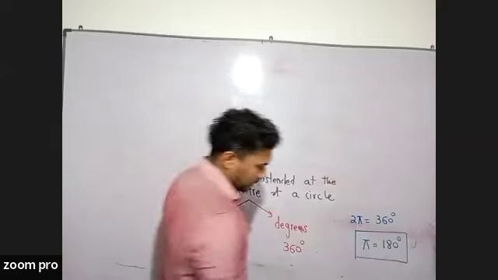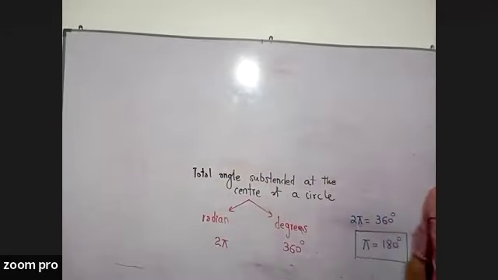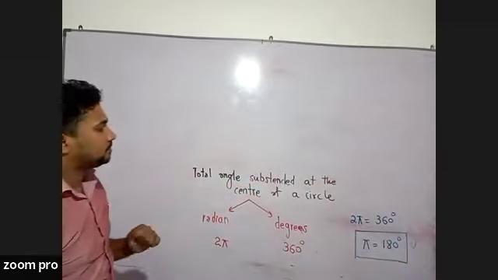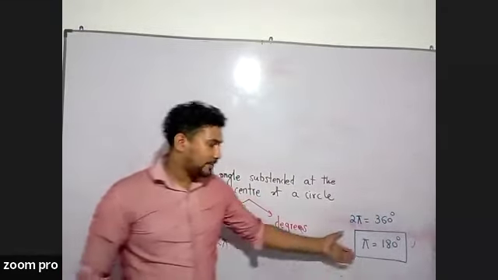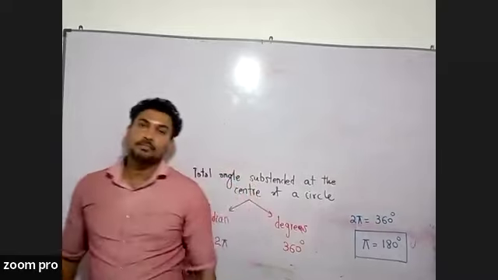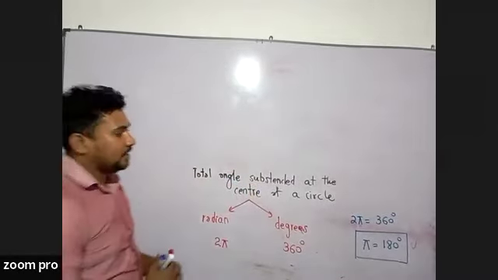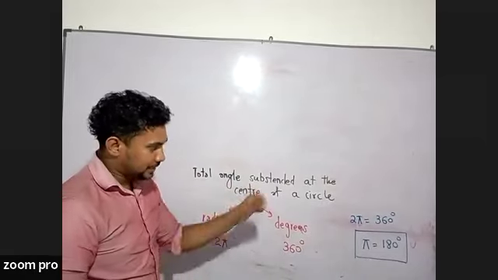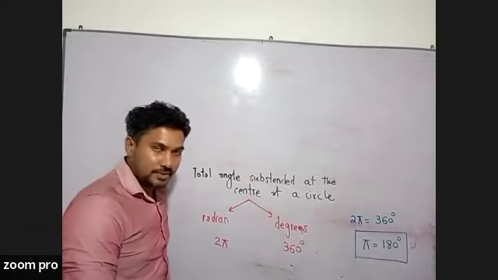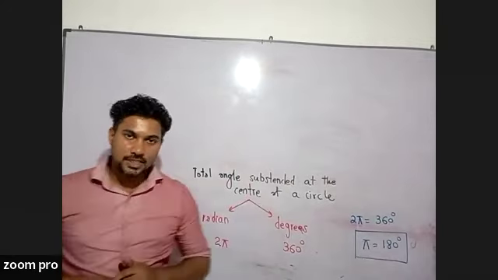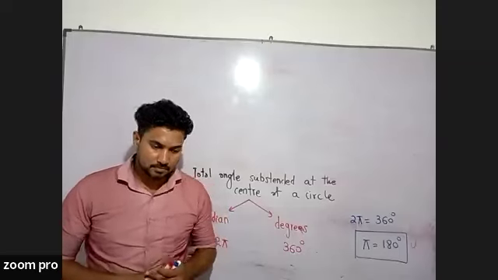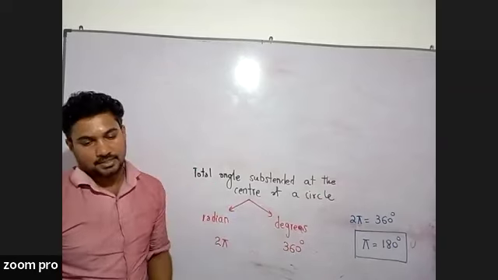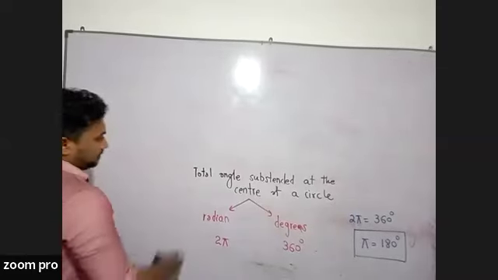Right. Okay. Now let's put a simple question. You should have an idea that pi radians equals 180 degrees, right? Just put the question: convert the given values in degrees into radians.